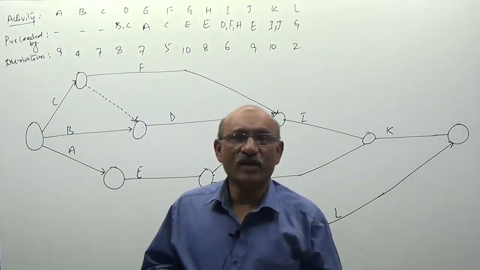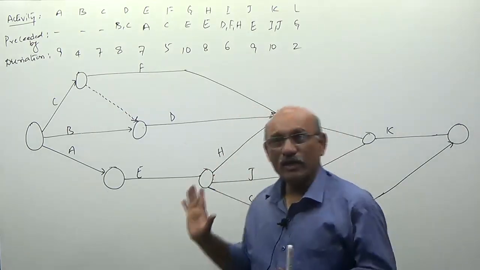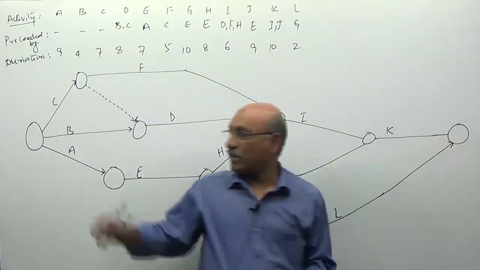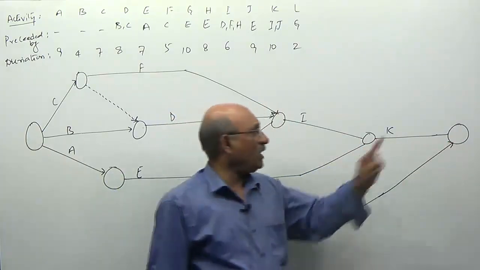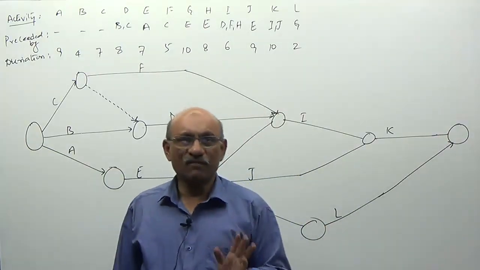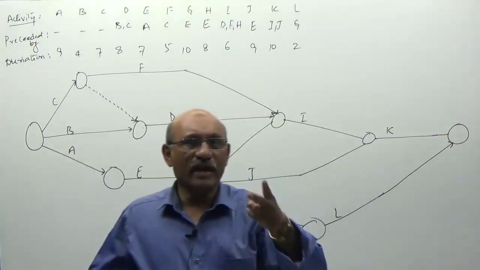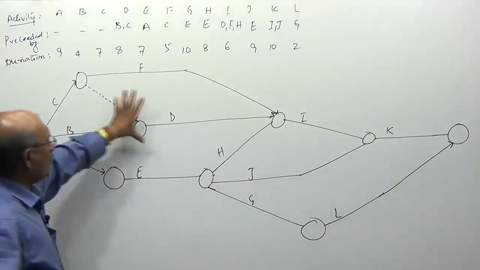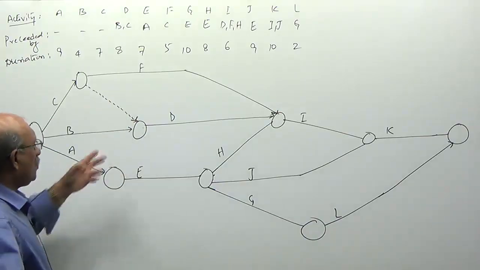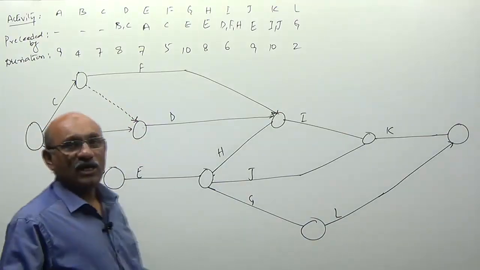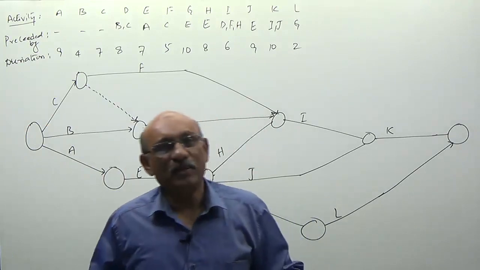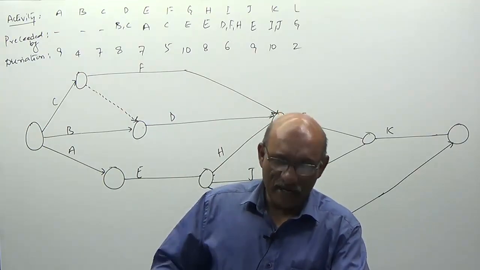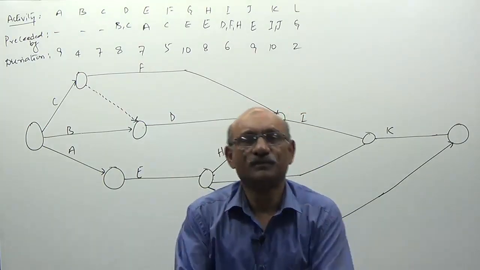What are the network rules saying, sir? Every network is having only one initial node and one terminal node. So your network is having only one initial node and one terminal node. No two activities can have the same initial and terminal nodes. So there are no two such activities here. Keeping the rules of network in our mind, we completed the construction of the network.